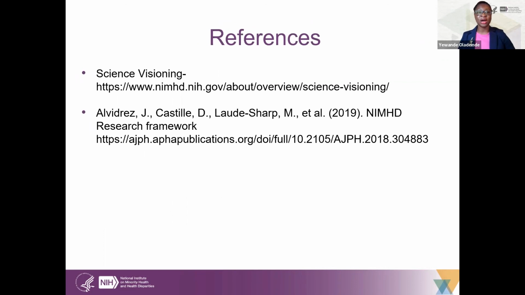The first one is the NIMHD Science Visioning, which I'll encourage you all to take a look at. And the second one is a manuscript that was developed based on the NIMHD Research Framework.